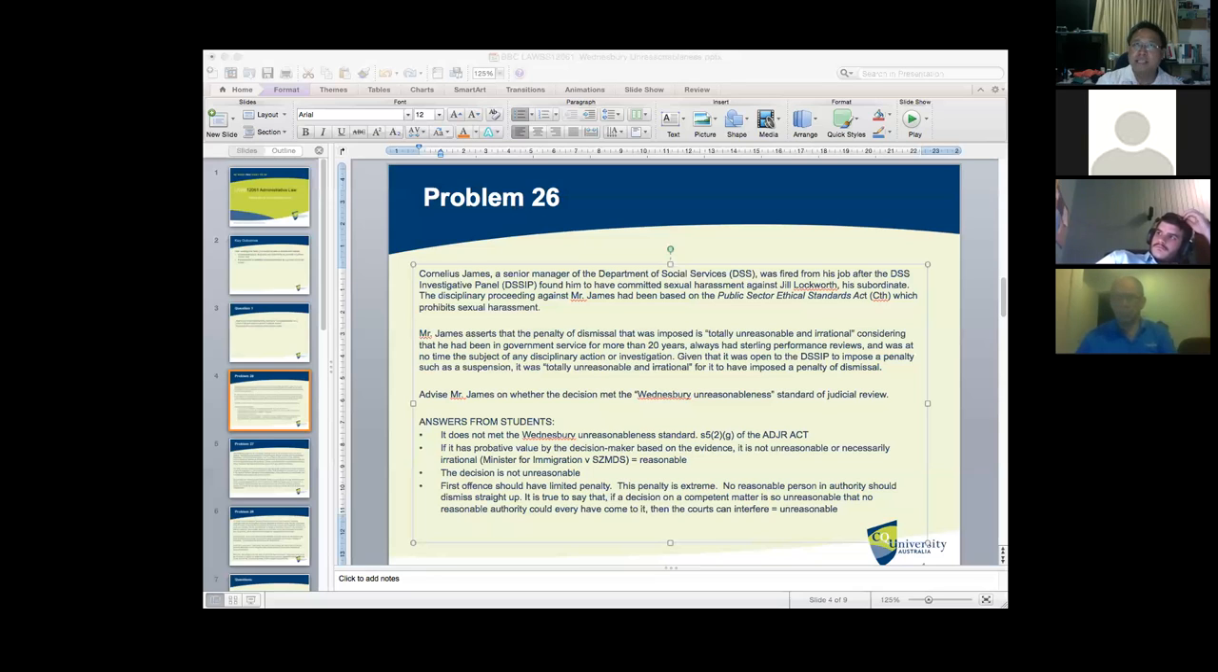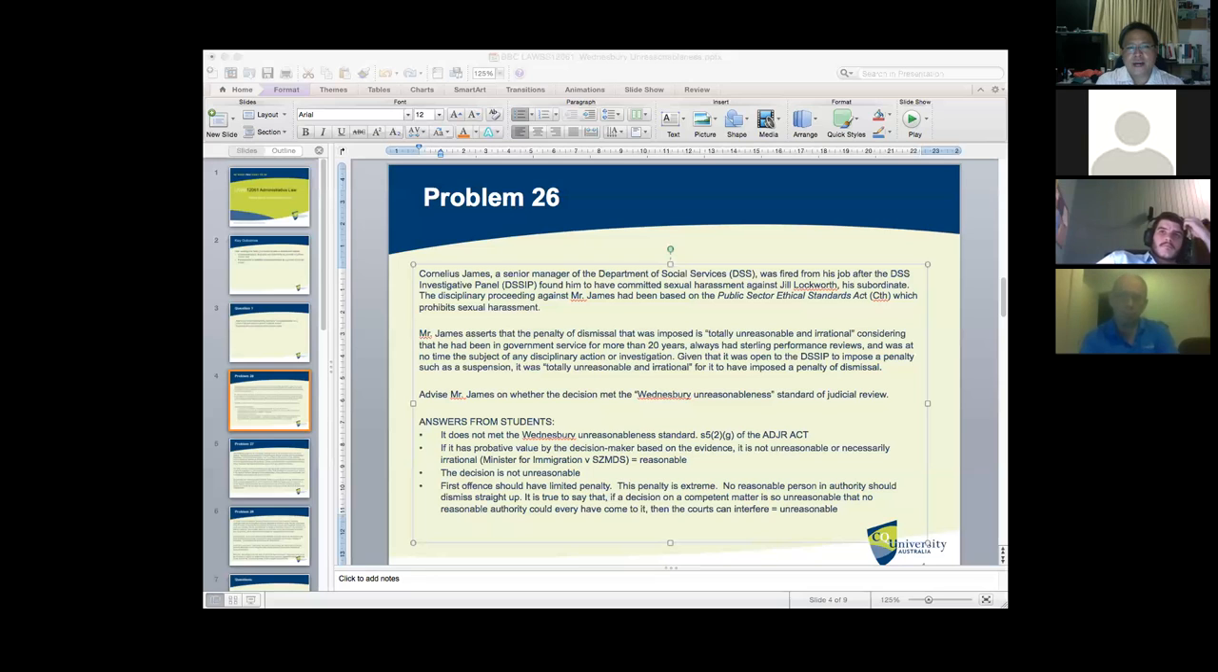So if the only decision that the decision maker can arrive at is this specific decision, and yet, in other words, if it were open to the decision maker to arrive at multiple decisions, and he exercises his power to arrive at a specific decision, it will not meet the standards of Wednesbury unreasonableness. Okay? Was that clear enough?